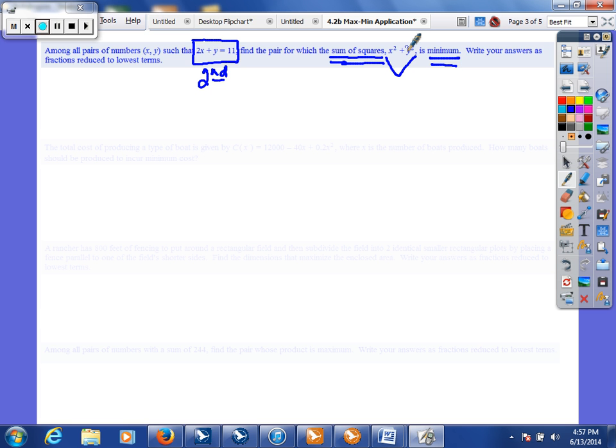So they give you the primary. That's what we're trying to find the max or min of, in this case the minimum. My minimum is going to be x squared plus y squared. That's going to be our function. That's what we're trying to find the max or min of. We're going to use the secondary. We're going to isolate the y again. That would be a good one to isolate.